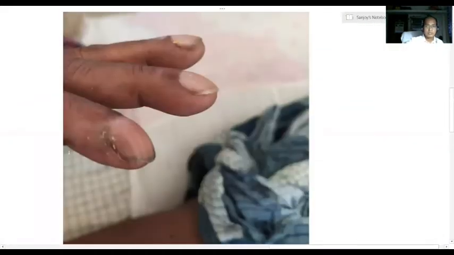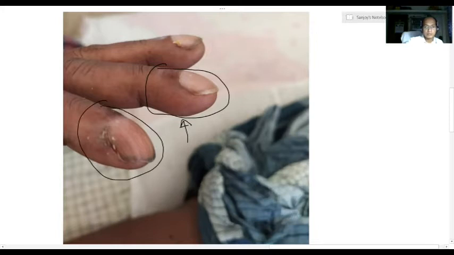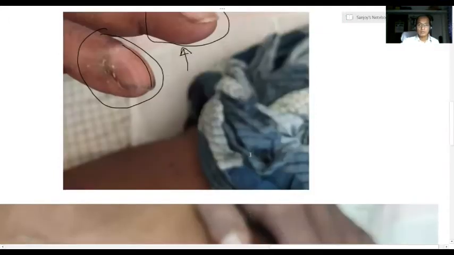Another photo here. Look at this terminal phalanx. It is somewhat bigger than it should be, isn't it? Terminal phalanx is swollen and the nail plate is curved. Parrot beak appearance. So this is a definitive case of clubbing of finger nail. Now go to the question.